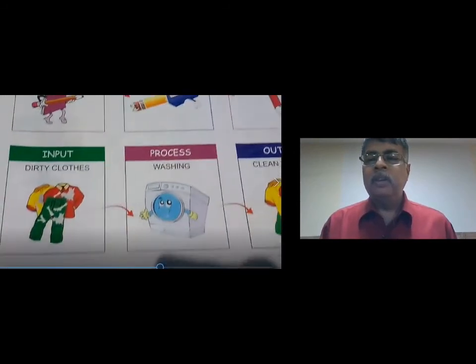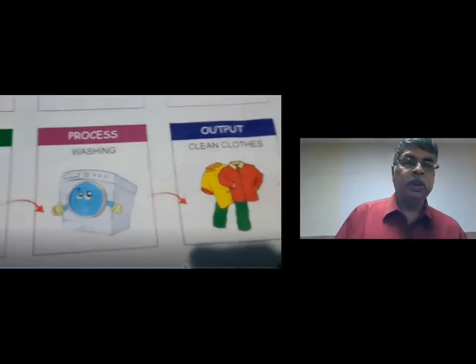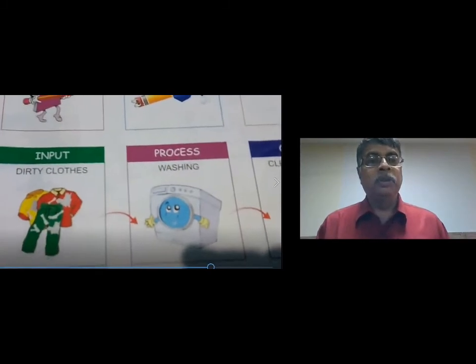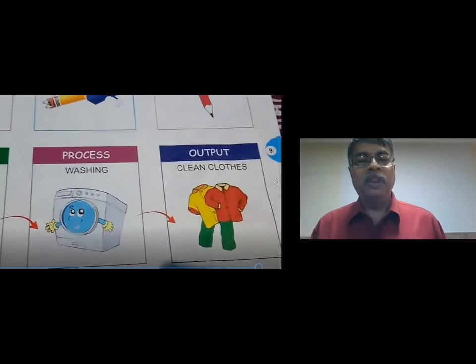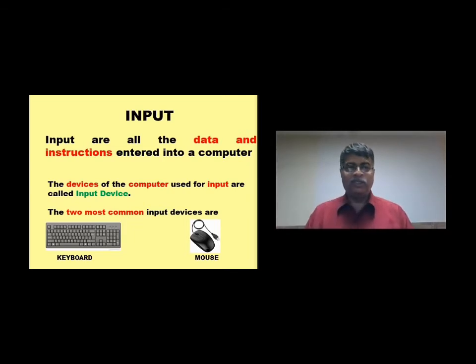Okay, we have some dirty clothes, which is the input, which will be put into the washing machine, which will clean it, and out will come the output. The clean clothes will come as the output. And now children, some nice definitions.